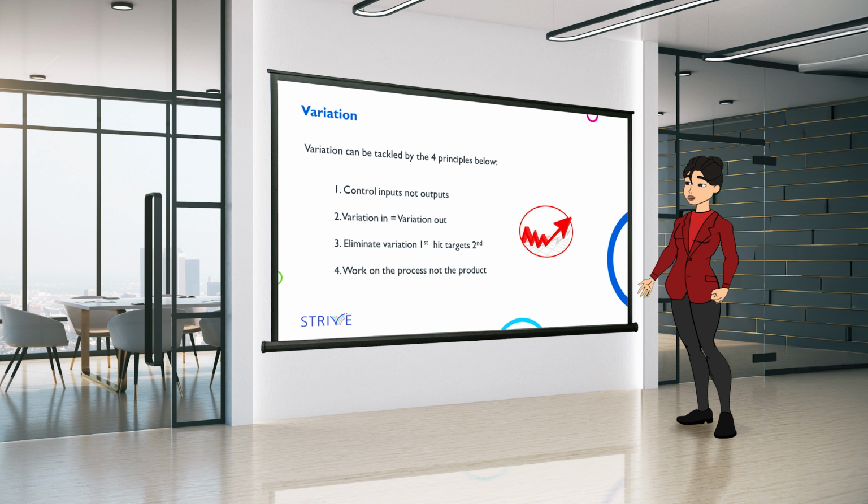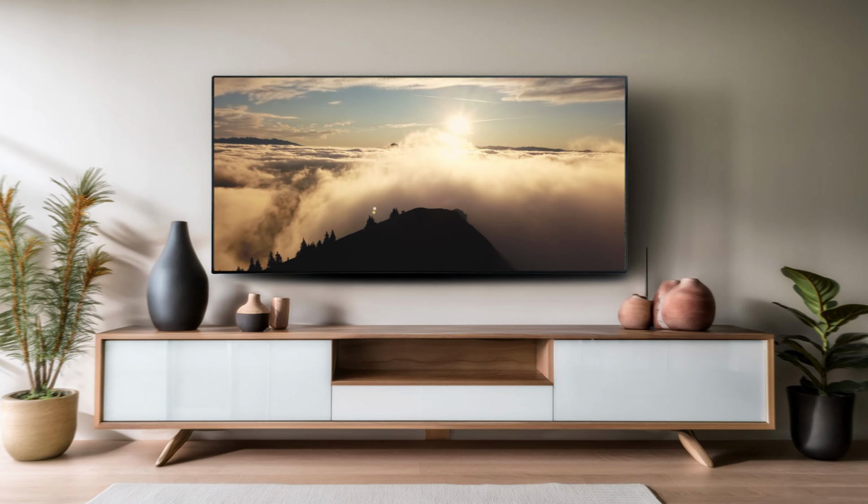Finally, the fourth principle is to work on the process, not the product. Our focus should be on the process steps instead of the process output. In healthcare, this would require focusing on how care is delivered rather than the patient outcome.